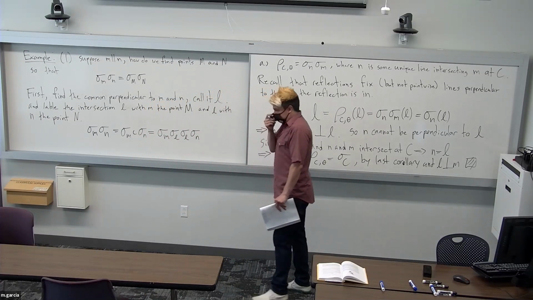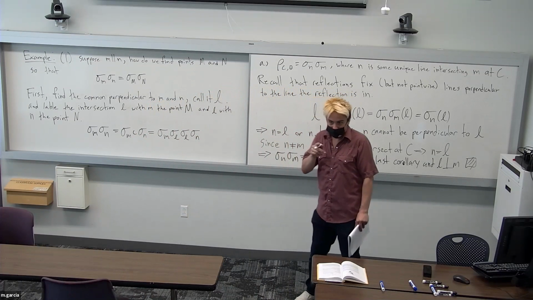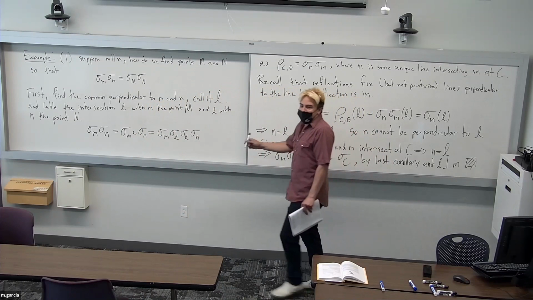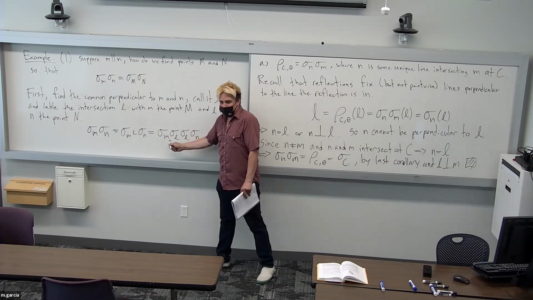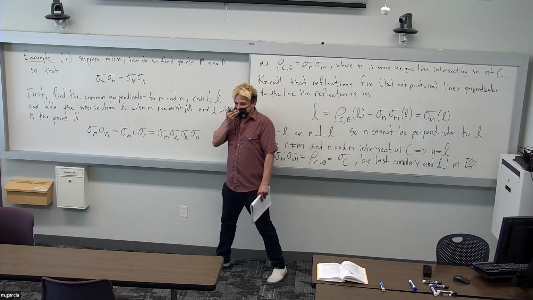Which we know is two half-turns because they're perpendicular. Because M and L are perpendicular, and L and N are perpendicular, those are half-turns at the intersection point, which we just labeled M.